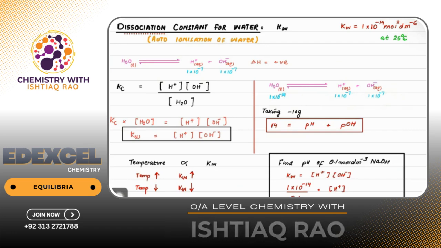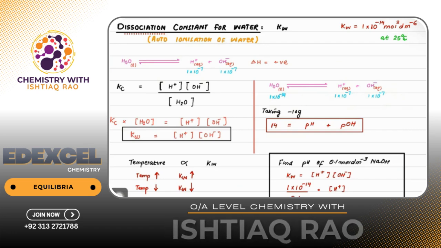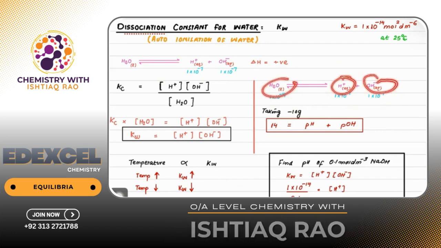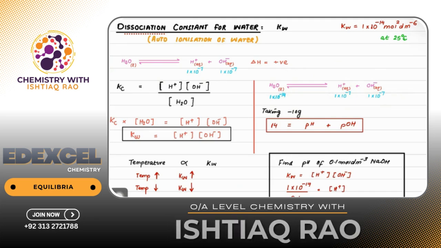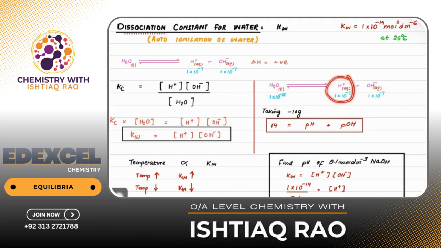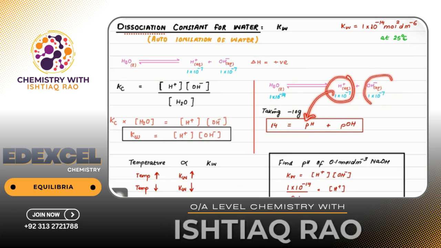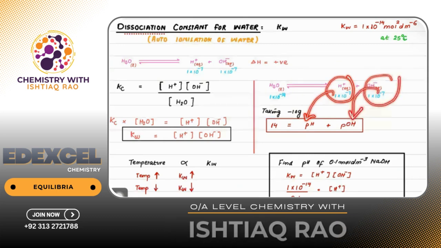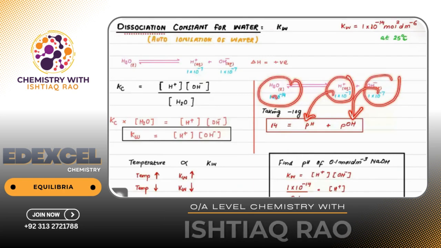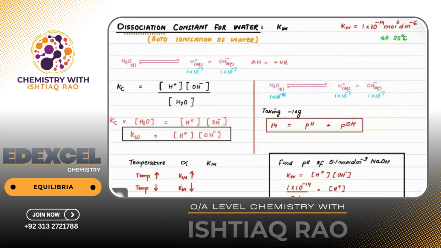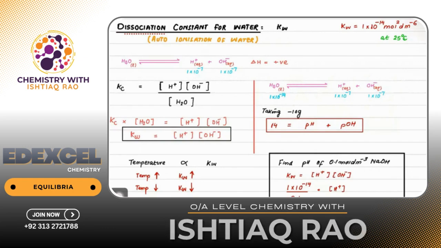So I'm going to take the negative log of this. The negative log of H positive ion is pH. The negative log of OH negative ion is pOH. The negative log of this number is 14. So I got the relation pH plus pOH is equal to 14. This is the relationship that we are supposed to use.